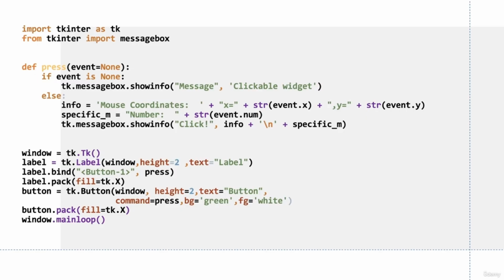Now, when it comes to the label widget, as it is non-clickable, when we click on it, we will of course be directed to the press callback. The event parameter will be assigned the Button-1 event, which is an object of course. As our event parameter no longer equals None, we will move to the else statement, where we will access the properties of the provided object, specifically the x, y, and num properties, and retrieve their data.